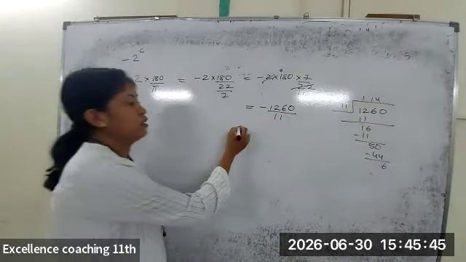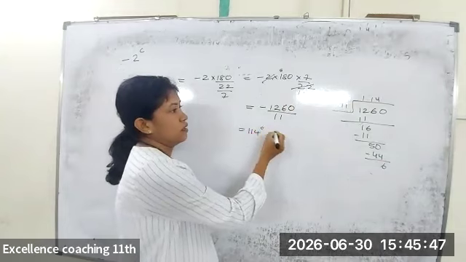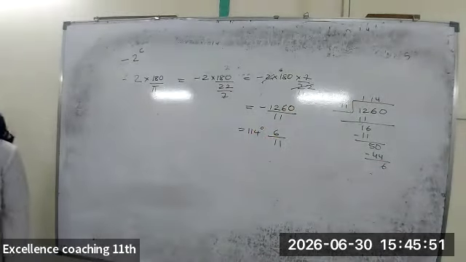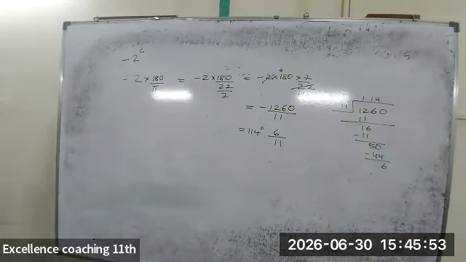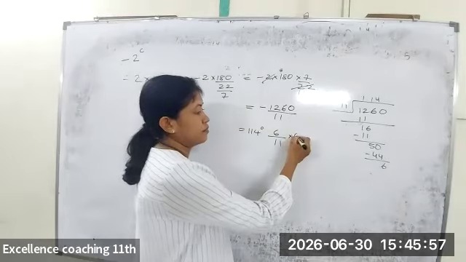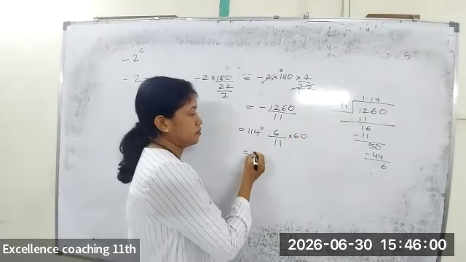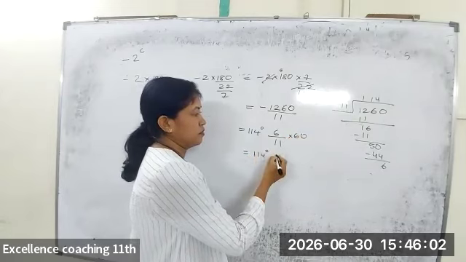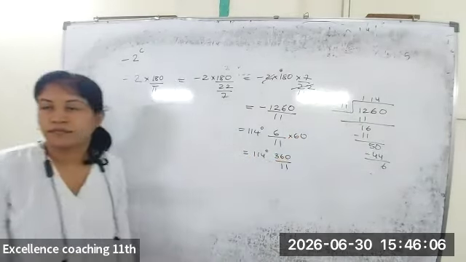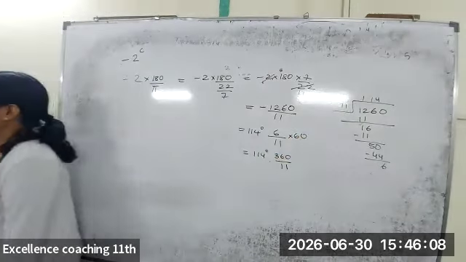So you'll get 114 degree, remainder upon divide. Now multiply it by 60. Now go for second division.